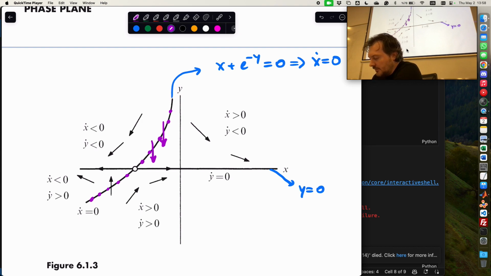Because once you pass through this point, which is, can you tell me where that point is? That point is at x equals minus 1, right? This is x equals minus 1. If you are to the right of x equals minus 1, then what happens to y dot? If I'm at right, then it's y dot equals minus y. I don't know. You don't know? I thought you knew everything.